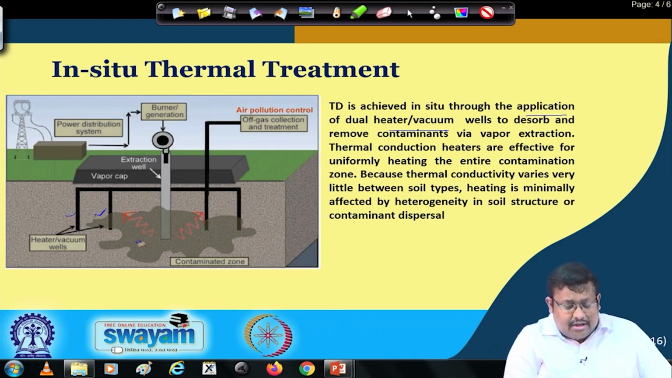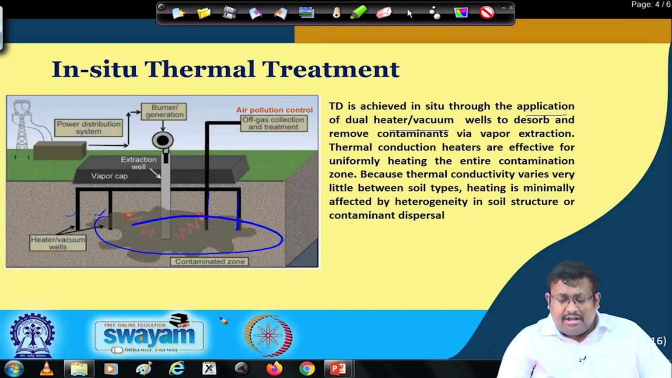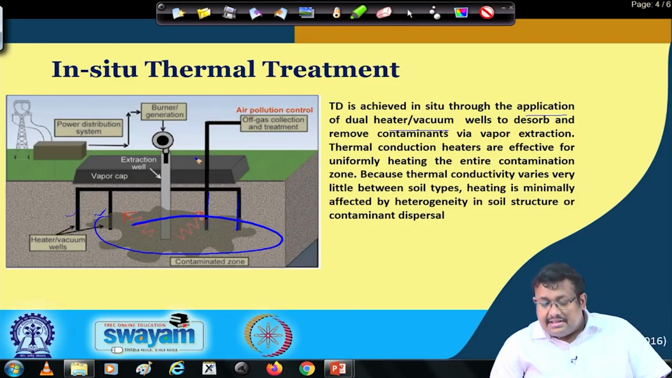So, this is contaminated soil, and there is a contaminated zone. Thermal conduction heaters are effective in uniformly heating the entire contamination zone. So, this is the contamination zone, these are the thermal conduction heaters, and they uniformly heat this zone. As a result, the organic contaminants convert into vapor, and they are extracted through these extraction wells.